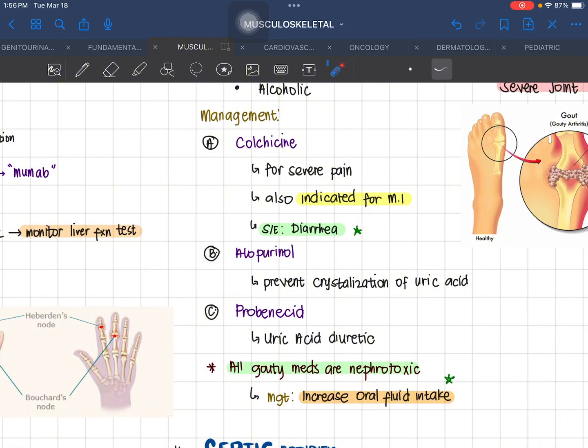Merong drug of choice for gouty arthritis. First is yung colchicine. Colchicine is for severe pain na ginagamit din kadalasan for MI. Ang side effects niya ay severe diarrhea, not severe, but diarrhea lang. So, ang side effects ng colchicine is diarrhea. Another is allopurinol. This is to prevent the crystallization of uric acid. And lastly is probenecid. Probenecid is uric acid diuretic.